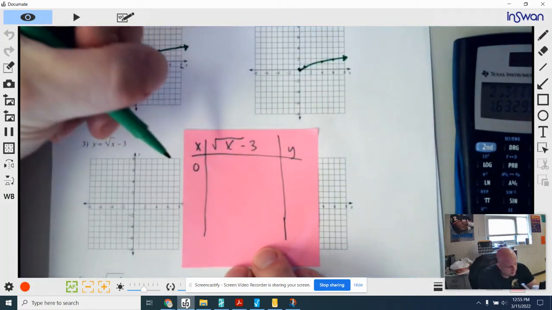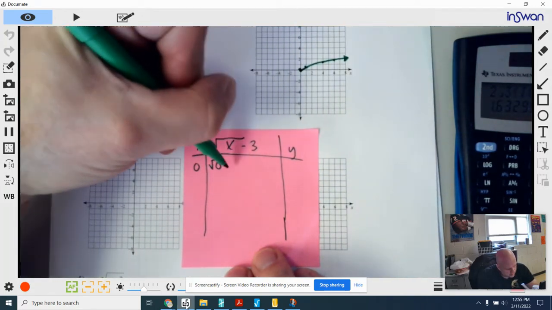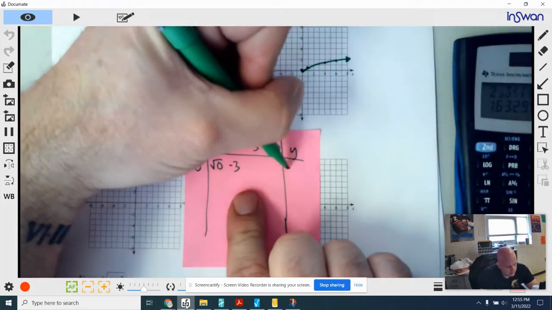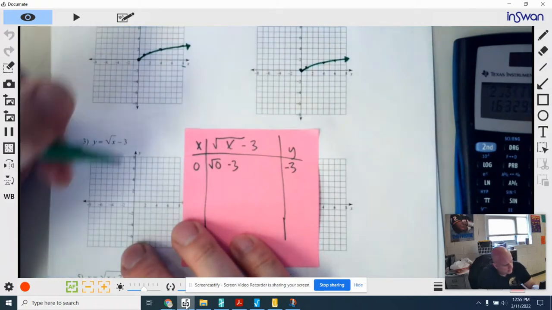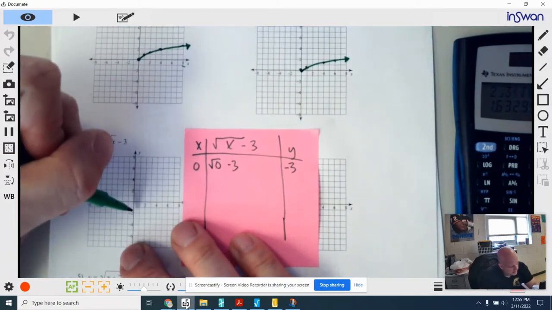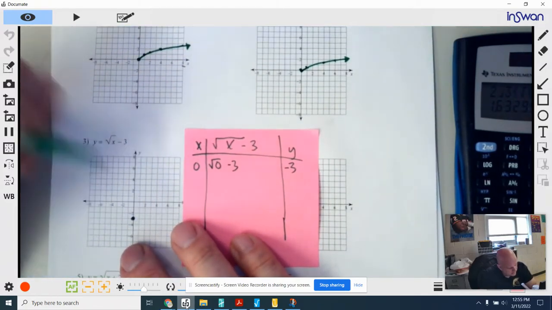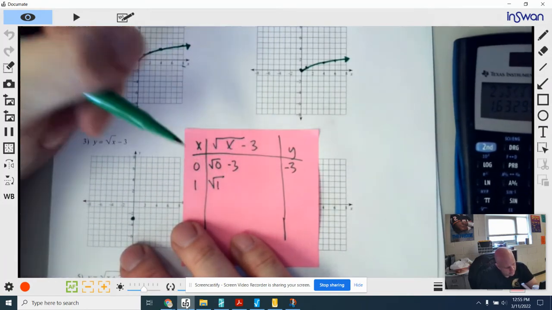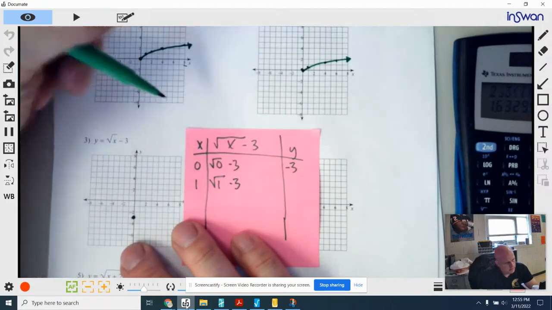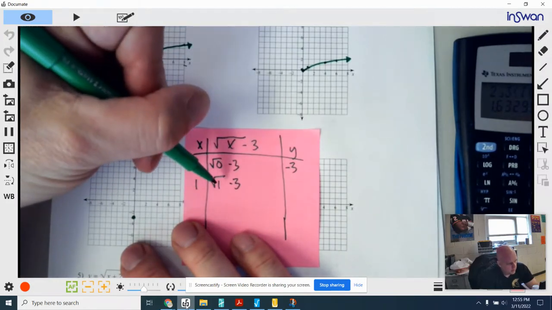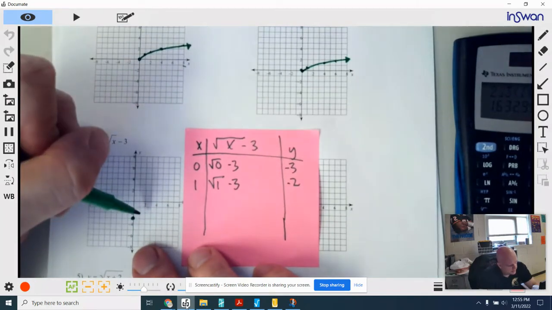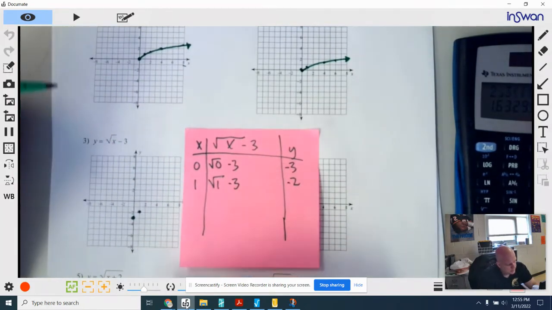All right, so I'm going to use 0. Square root of 0, take away 3. Well, that's 0. Minus 3 gives you negative 3. So when I plugged in 0, I got negative 3. All right, let's try 1. So the square root of 1, take away 3. The square root of 1 is 1. Take away 3 is negative 2. So at 1, we're at negative 2.